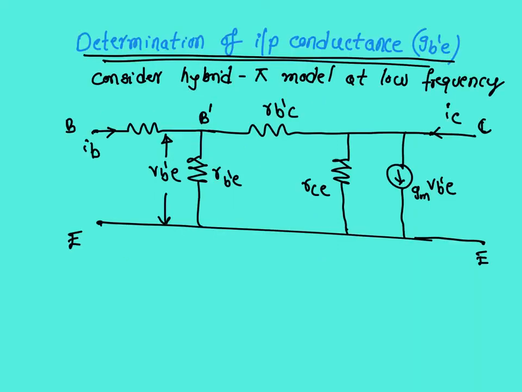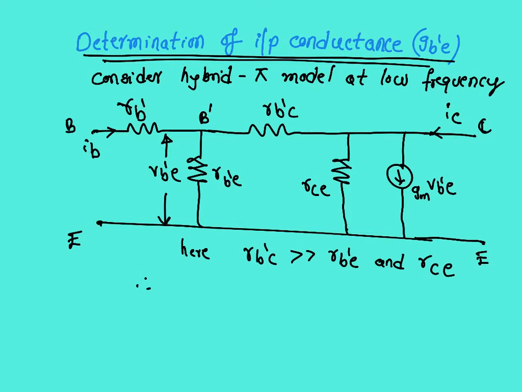Determination of input conductance GB dash E. Consider the hybrid pi model at low frequency. Because we have considered the hybrid pi model at low frequency, there are no capacitances CC and CE and the remaining are all the same. So this is the hybrid pi model at low frequency. Coming to the derivation, RB dash E is far greater than RB dash C and RCE. Therefore, the entire current IB flows through RB dash E only.